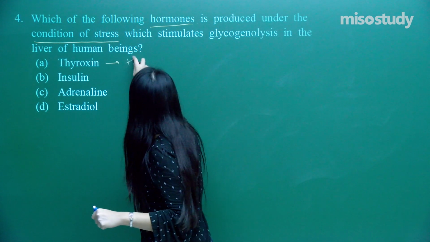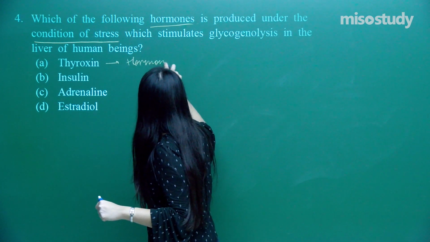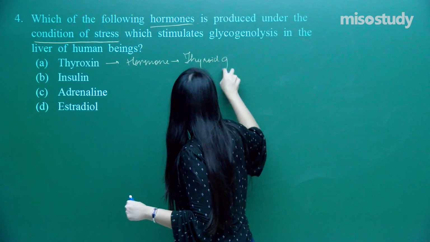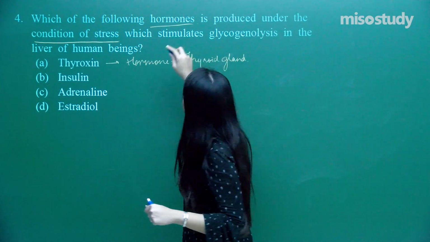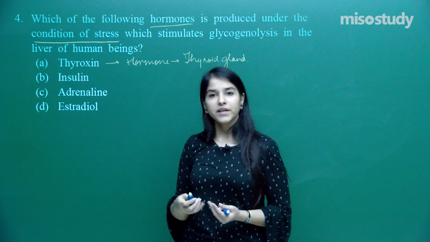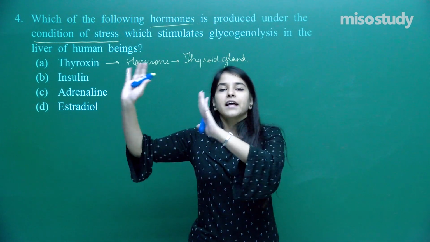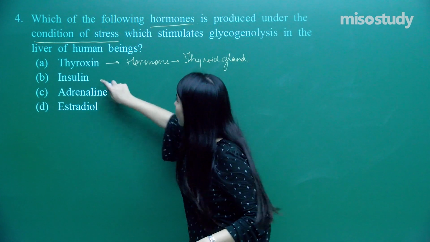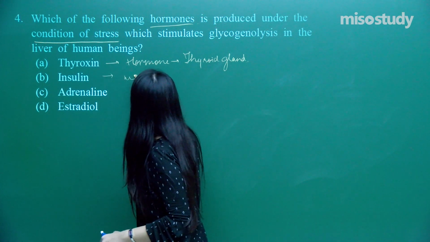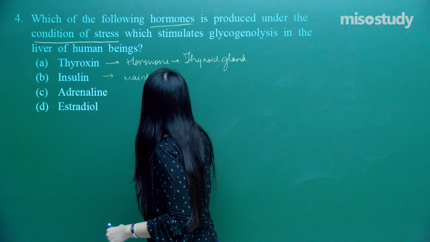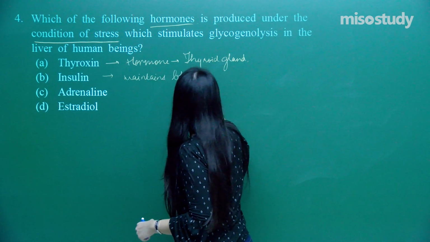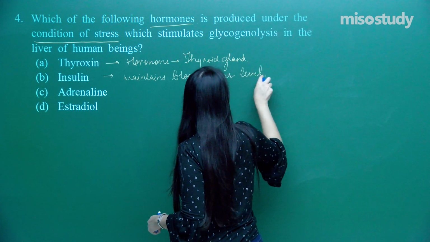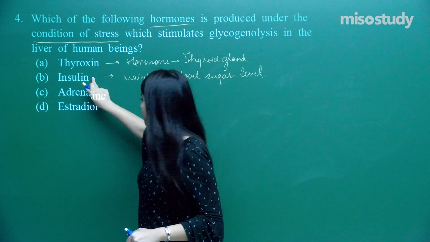We have got the answer, but let us discuss each one of them. Thyroxine is a hormone released by the thyroid gland, and due to deficiency of thyroid in the body, we get hypothyroidism. That is entirely a different thing. It does not let us deal with stress. What is insulin? It maintains the blood sugar level. Again a different function of a different hormone.